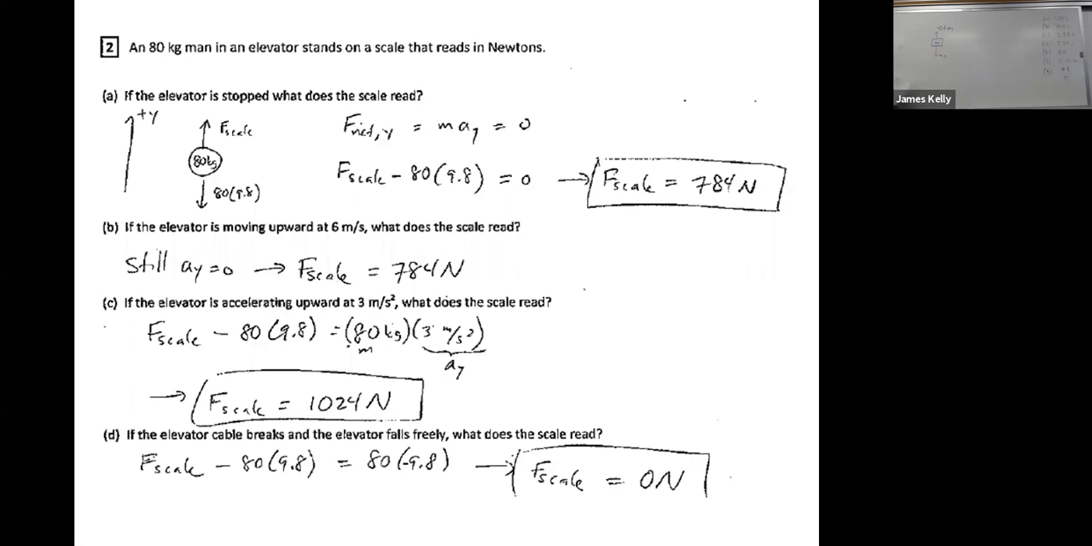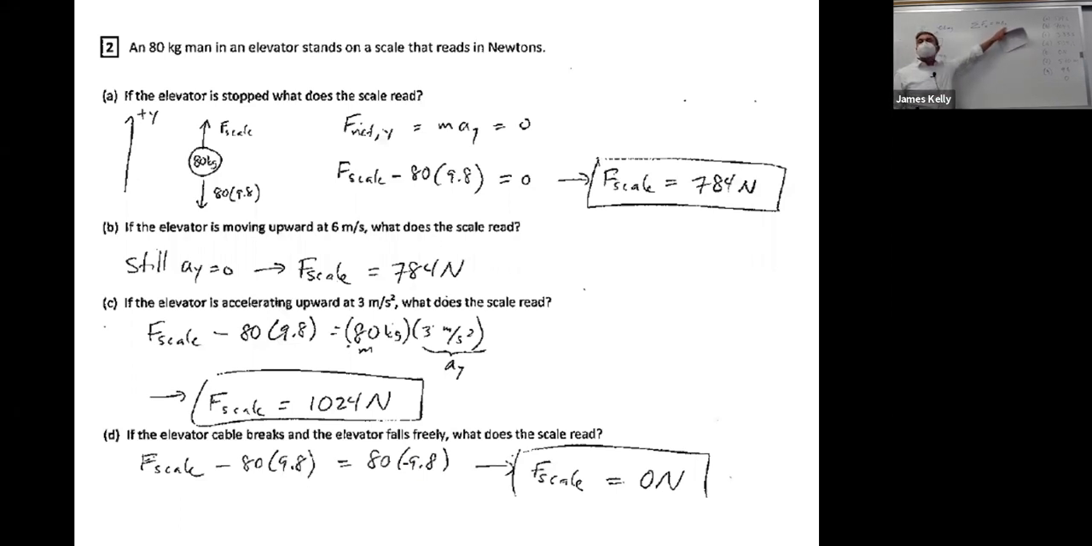Okay, and now I'm going to do F net x equals max. Should we choose plus x up or down? I don't really care. Up, okay. Plus x, that's my second step. Third step is always for components: the sum of the force x components equals max. If we had a y axis, and we'll get into those soon enough, the sum of the force y components equals may. And we want to find this ax.